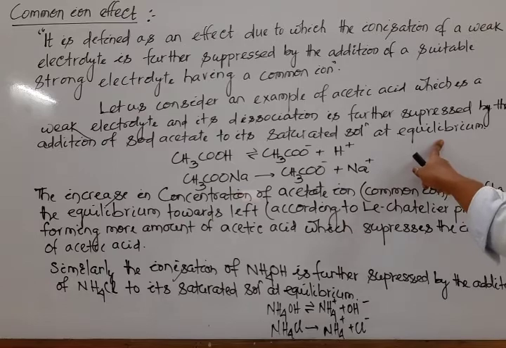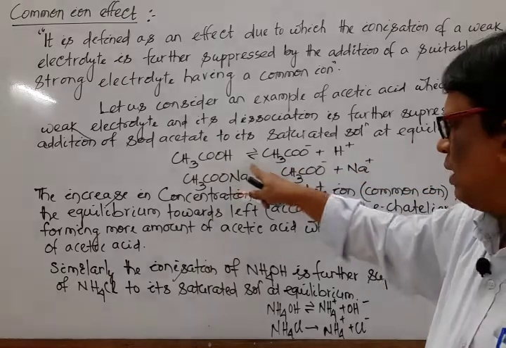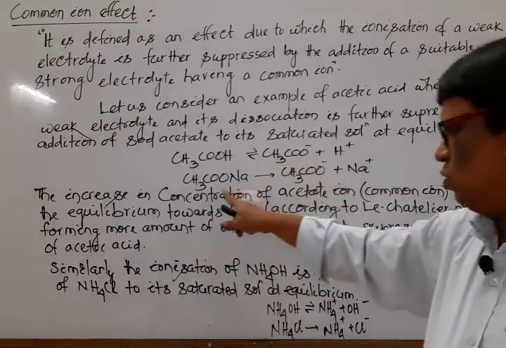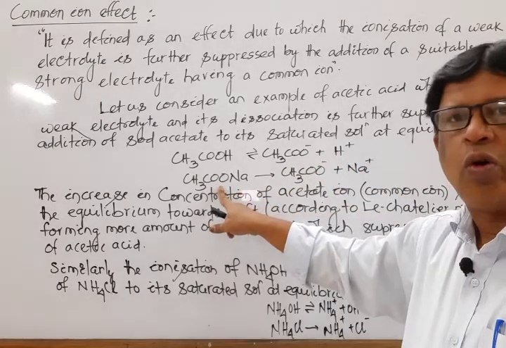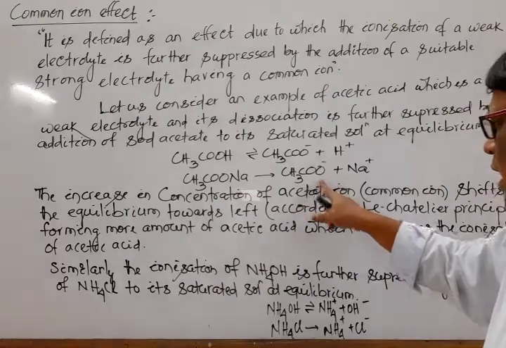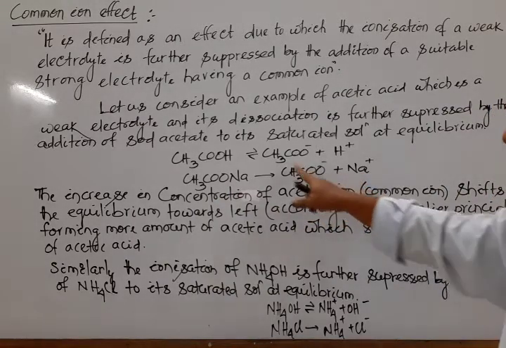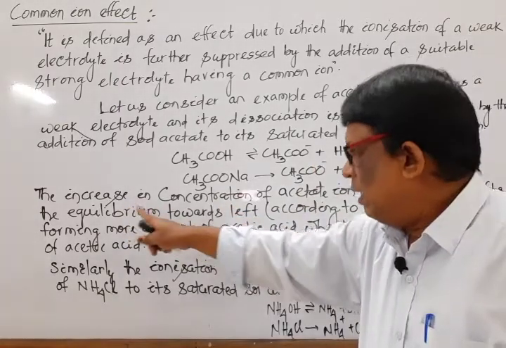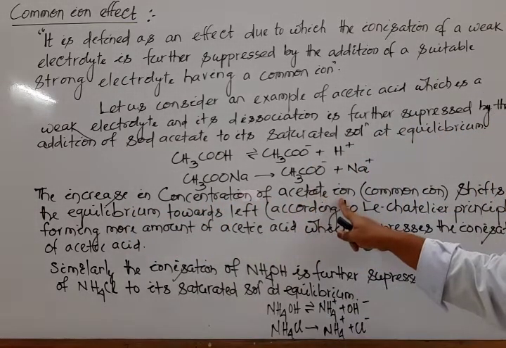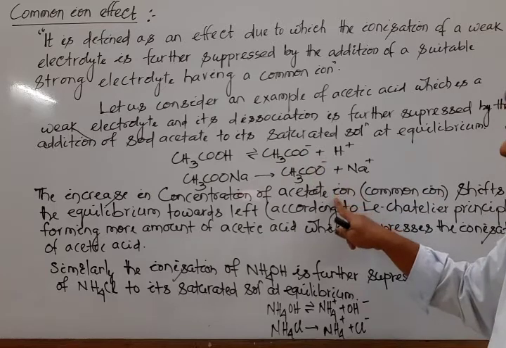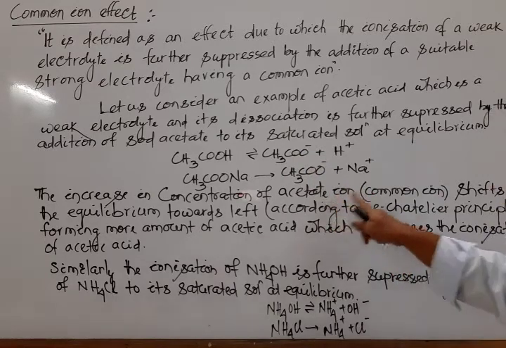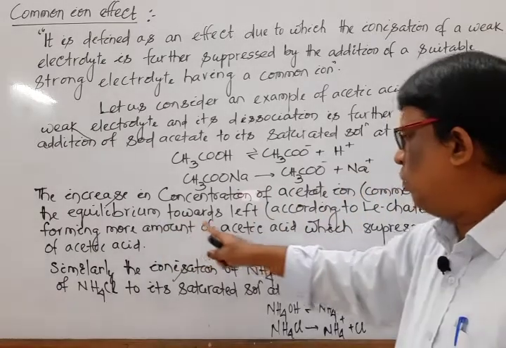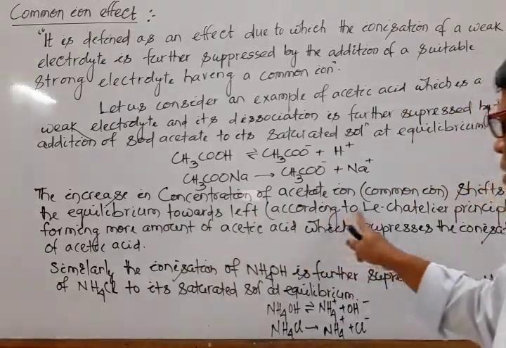Mark that. Acetic acid is partially ionized to acetate ion plus proton. Sodium acetate is a strong electrolyte, completely ionized to acetate ion and sodium ion. Which one is the common? It is the acetate ion. That means the concentration of acetate ion increases, which is a common ion, as a result of which the equilibrium shifts towards the left according to Le Chatelier's principle.